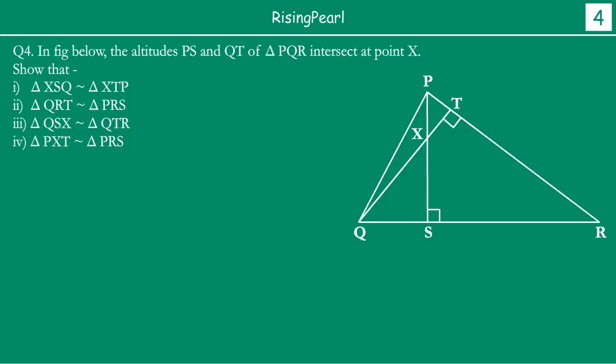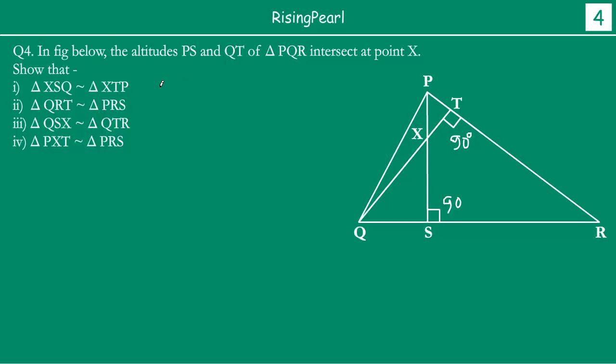Now here, friends, this question 4 has 4 parts. What is given to us is, in the figure here, the altitudes PS and QT of triangle PQR intersect at X. So first of all, we are given a triangle PQR. There is one big triangle PQR, and the altitudes PS and QT. So from P you drop a perpendicular intersecting QR at S, so this angle is 90 degrees, right? And from Q we drop a perpendicular QT on PR, so this angle is 90 degrees. This is what is given to us, and these two intersect at X, so this point is X.